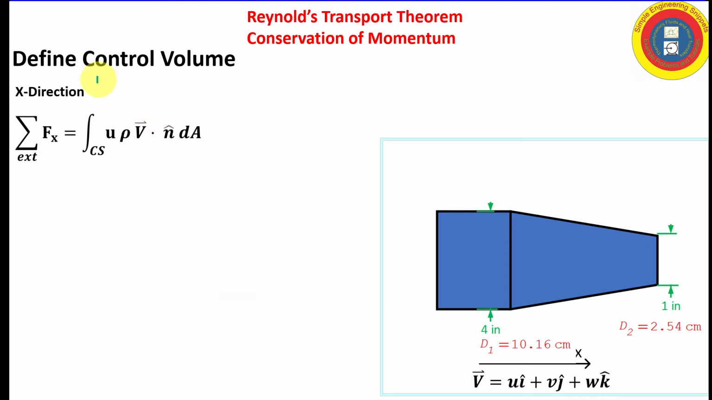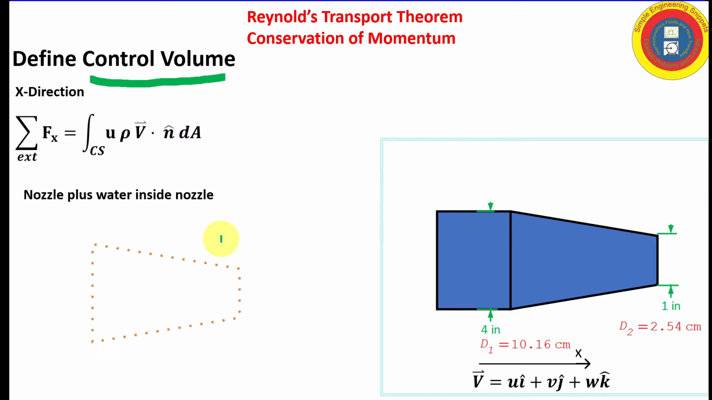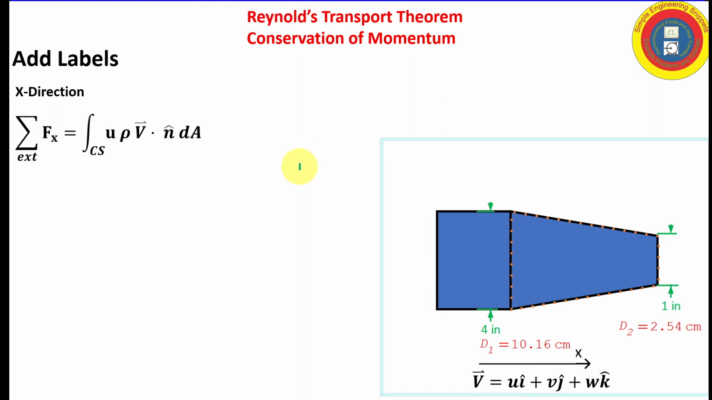Okay, so we need to define our control volume. We are going to select the control volume as being the actual nozzle plus the water inside the nozzle. Now this is important. We need to do that because we need to identify all the external forces, and if we had just taken the metal nozzle, then the water flowing through it would be an external force. That would be a complication. If we select both of them, we don't have to worry about that because that's an internal force.